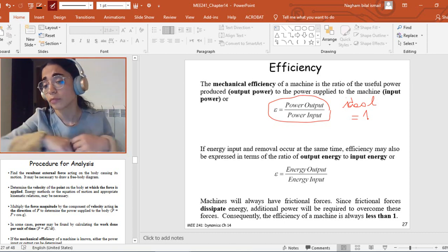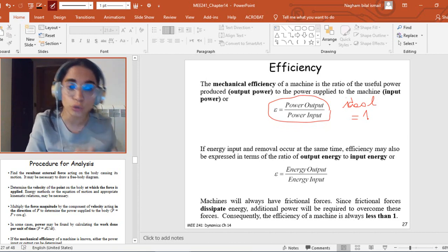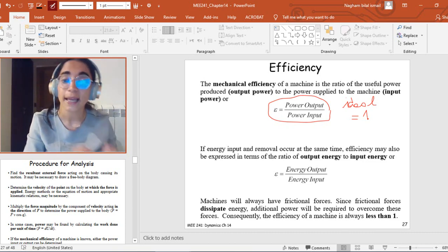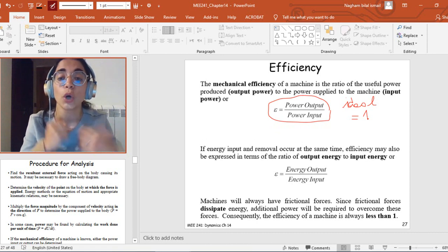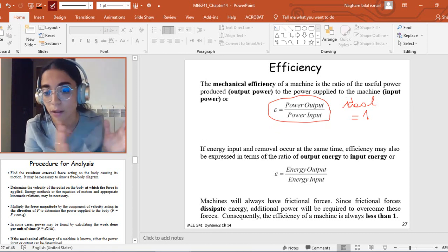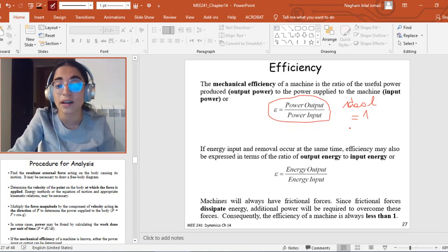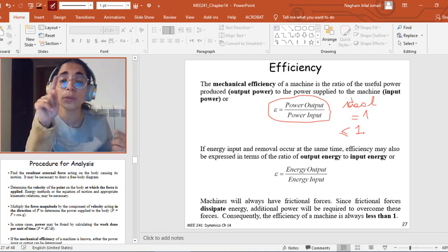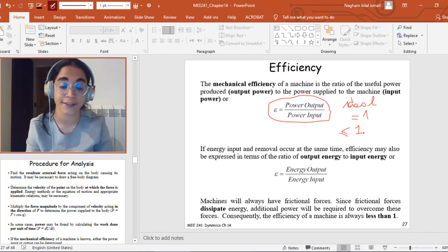Now, this is a very rare case because I'm always going to have some lost energy due to frictional forces, or due to wear, or due to contact stresses, and in this case some mechanical energy will be converted to some thermal energy. And this means, guys, that my efficiency is always less than or equal to 1. Whenever I have some lost energy, the power output will be less than the power input, and in this case, my efficiency is less than 1.